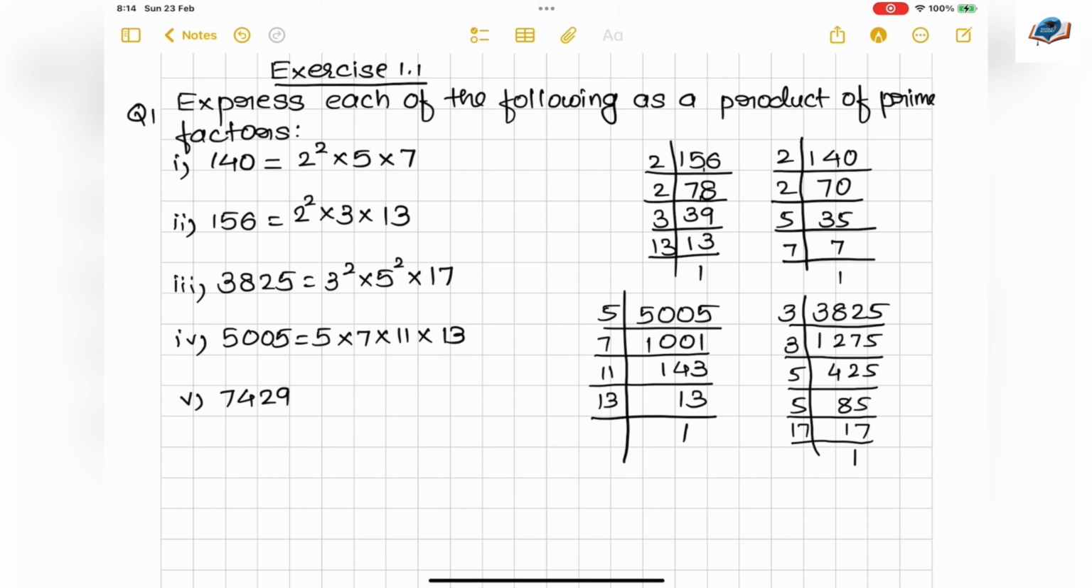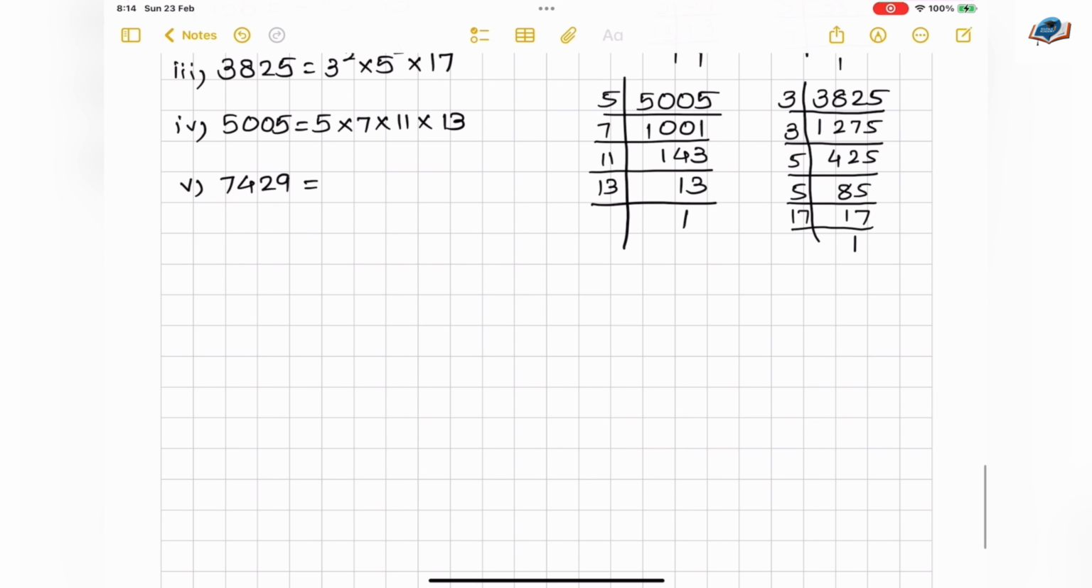Then the fifth one is 7429. Now see, last digit is 9, but if I total, 9 plus 2 is 11, 11 plus 7 is 18, 18 plus 4 is 22. So it is not going with 3. So now I have to check with 7. Like that you have to go on checking till you get the final answer.